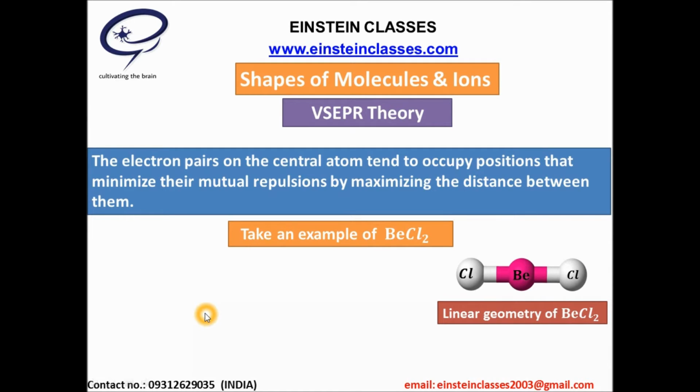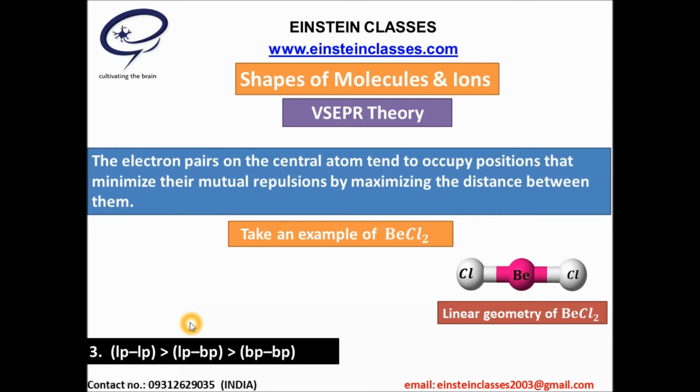Now all the repulsions between the valence shell electrons are not the same. Around the central atom, there is lone pair-lone pair repulsion, lone pair-bond pair repulsion, and bond pair-bond pair repulsion. Because a lone pair is present on one atom, it is loosely held. Therefore lone pair repulsion around the central atom is maximum. Whereas a bond pair is present between two atoms, so it is tightly held. Therefore bond pair repulsion between two atoms is minimum.